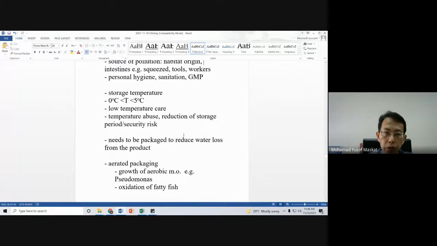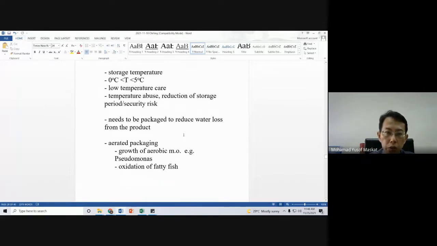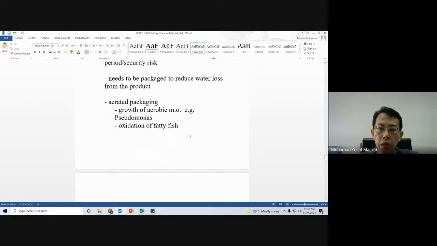So what is the storage temperature? As usual, 0 to 5. Low temperature care is important. Temperature abuse will result in the reduction of storage period and also a safety risk. It needs to be packaged to reduce water loss from the products. All chilled and frozen foods have to be packaged.